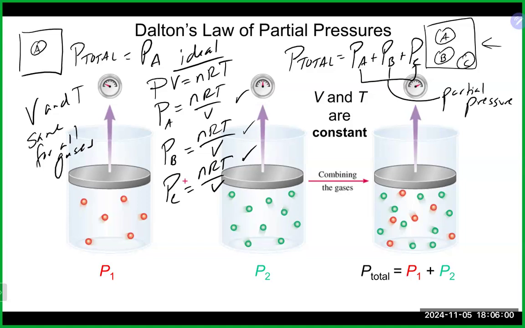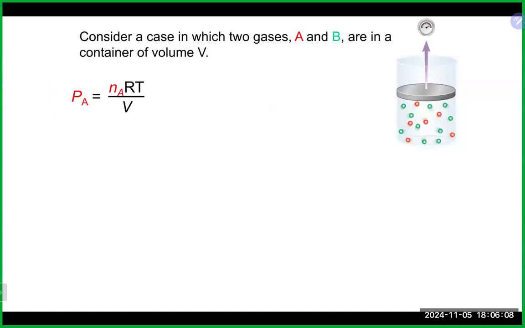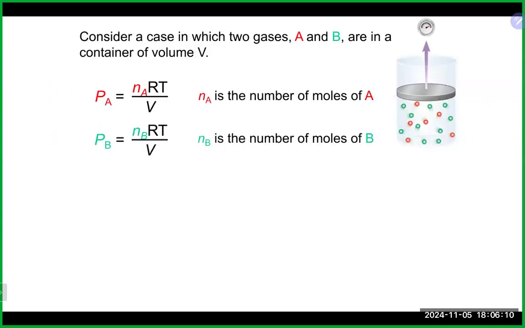And that is why we can use the ideal gas law three times separately for each gas, and it will work out okay under ideal conditions. So that's basically what we just talked about there.